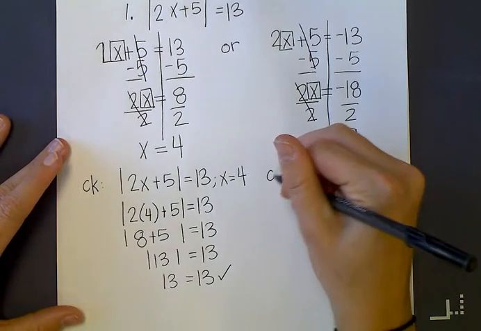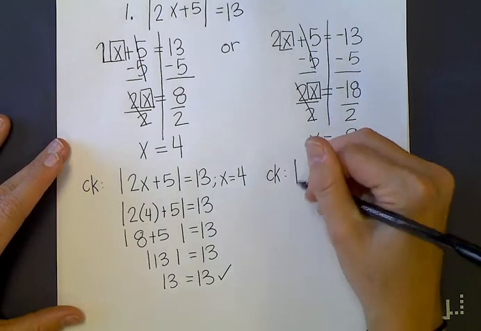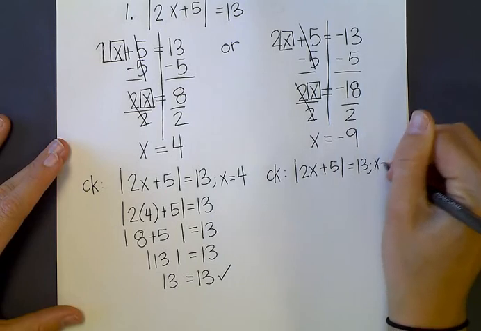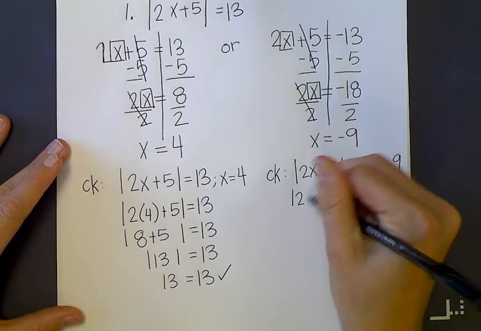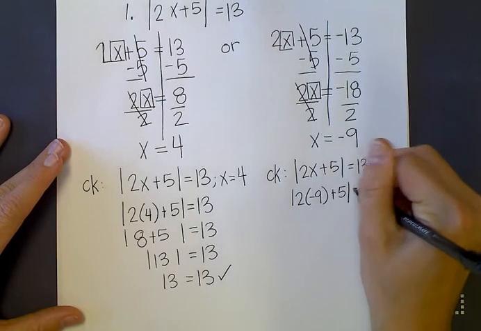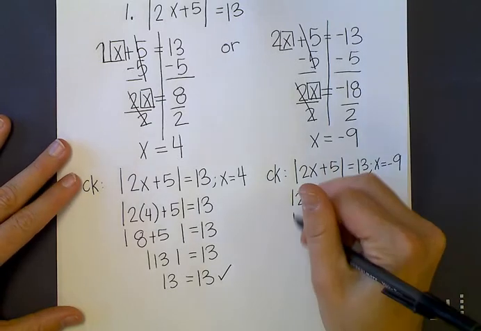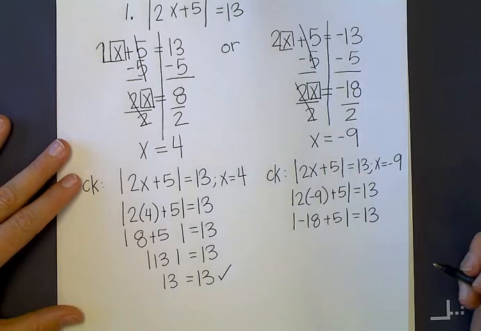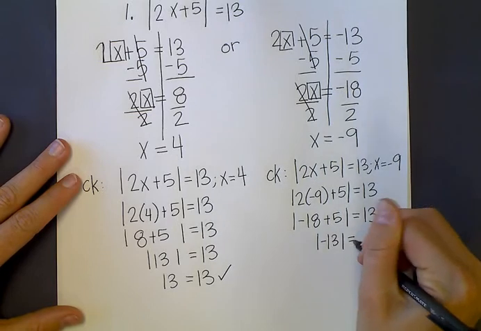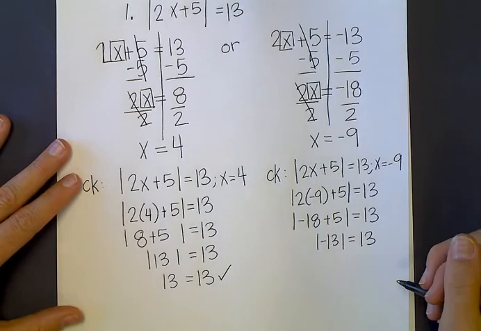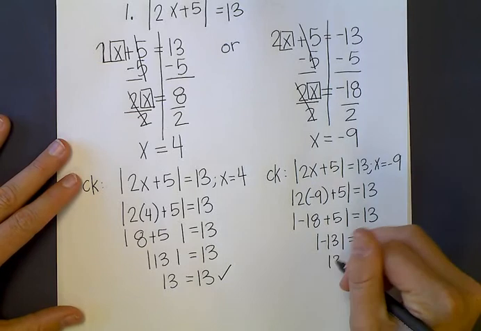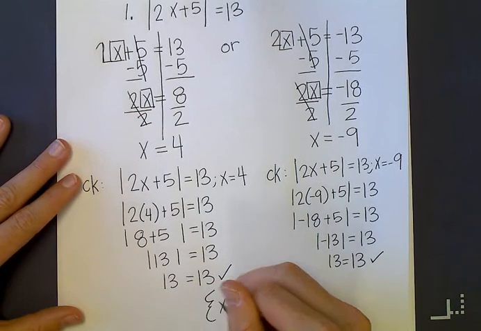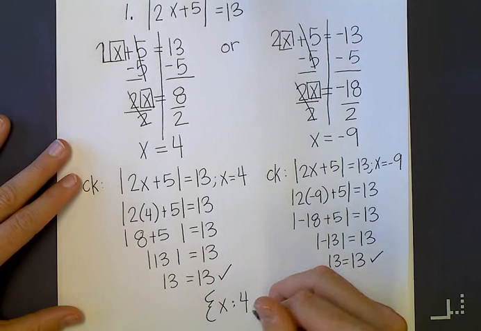We need to check our second solution. Now we will plug in negative 9 into our original equation. Two times negative 9 is negative 18. Negative 18 plus 5 is negative 13. The absolute value of negative 13 is positive 13, so we are correct. Our solution set is 4 and negative 9.